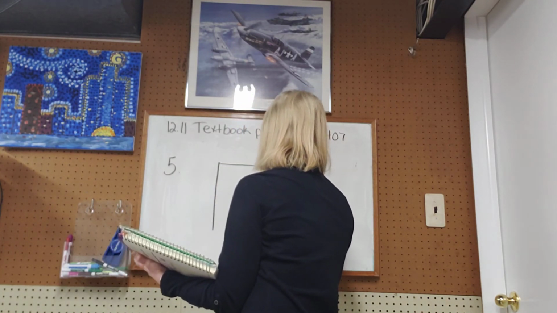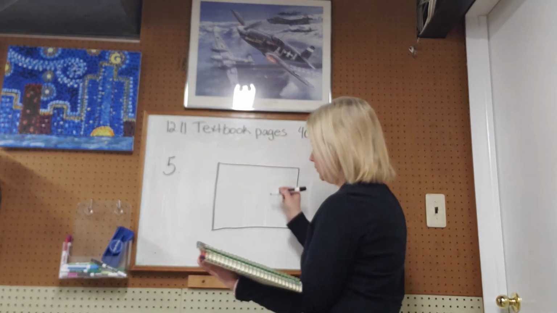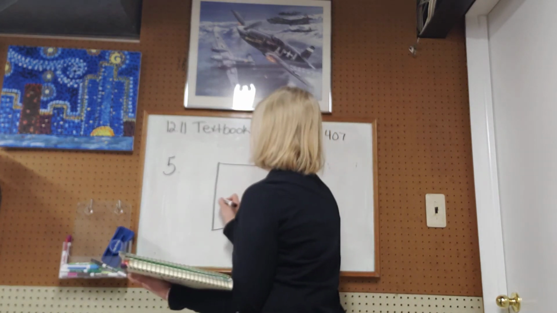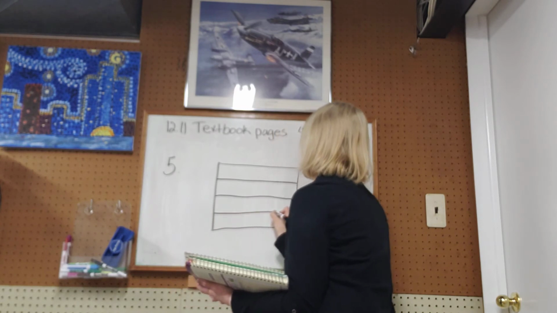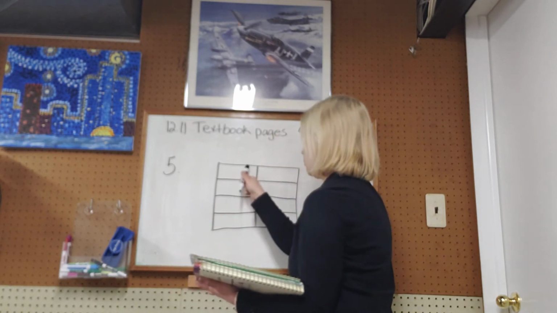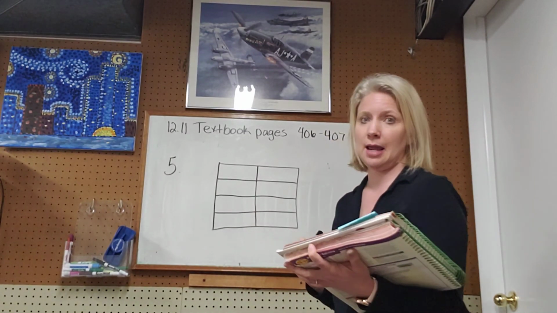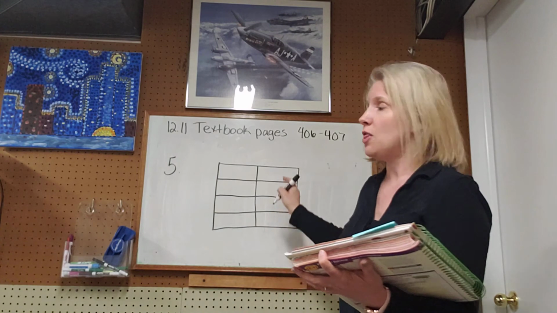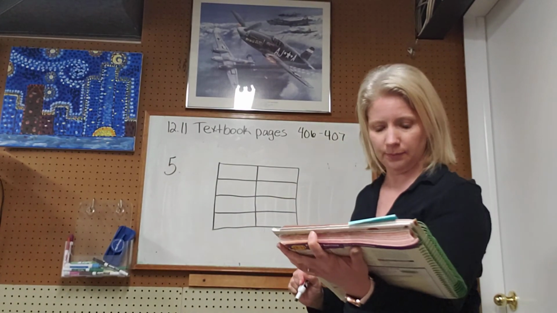Here's the farmer's field. Let's draw it into 8 parts. So to do that, I'm going to do 4 strips, and then I'm going to divide it into 2 parts. 1, 2, 3, 4, 5, 6, 7, 8. And there's my 8 sections. Now the whole thing is his field, but he divided it into 8 different parts, 8 sections.